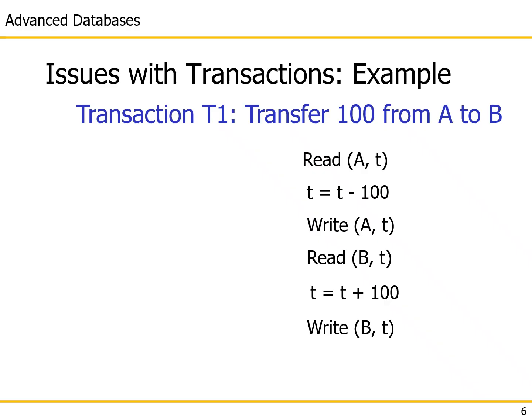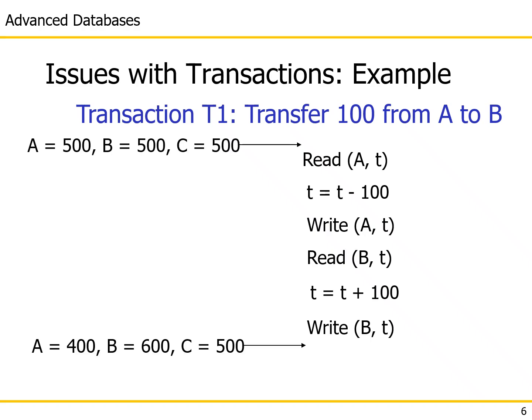We will read A into T, we will take from T 100, and then we will write back T into A. And then we will read B into T, and then add 100, and then write back T into B. So you take 100 from A, and you add 100 to B. So you start with 500, 500, 500, and you end up with 400, 600, 500. Makes sense, right? So there's really no issue here.